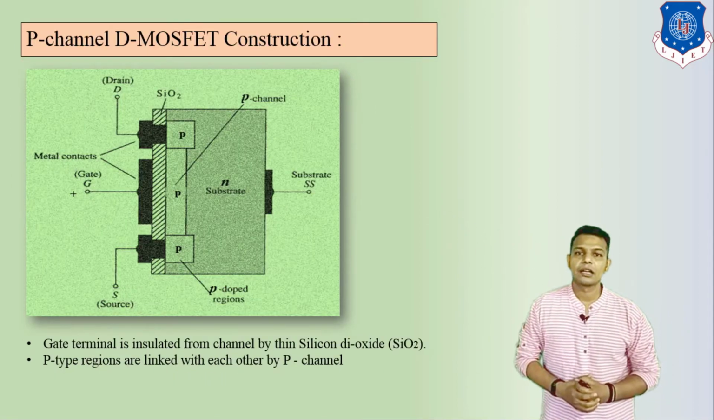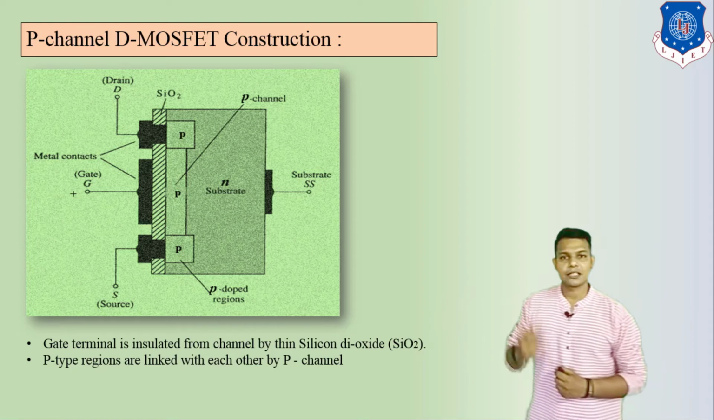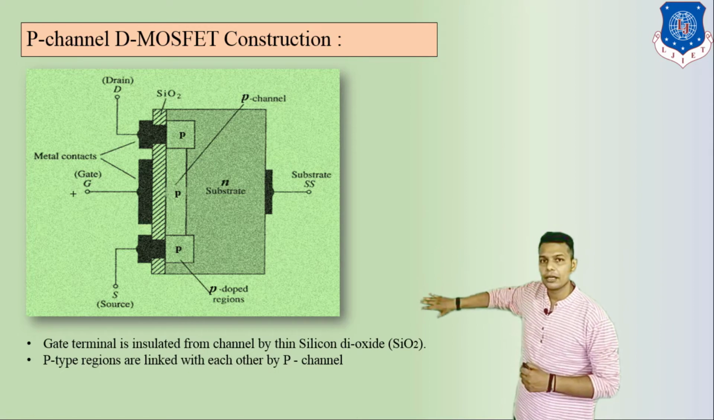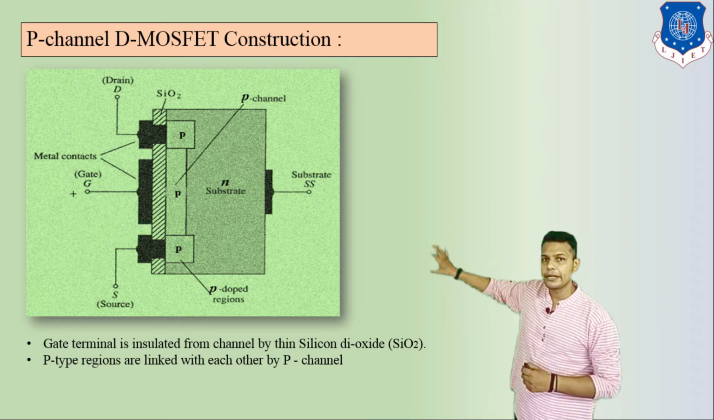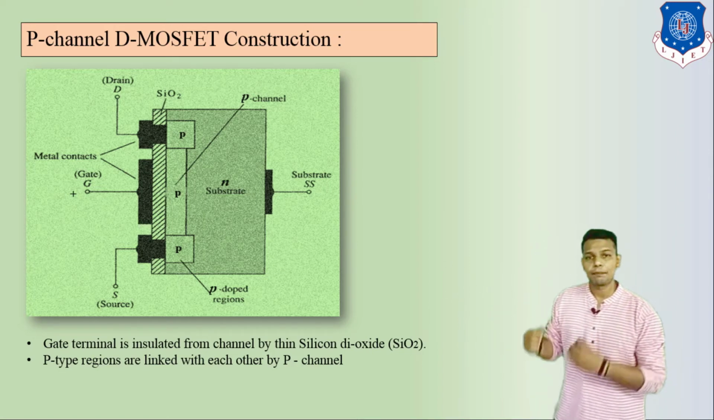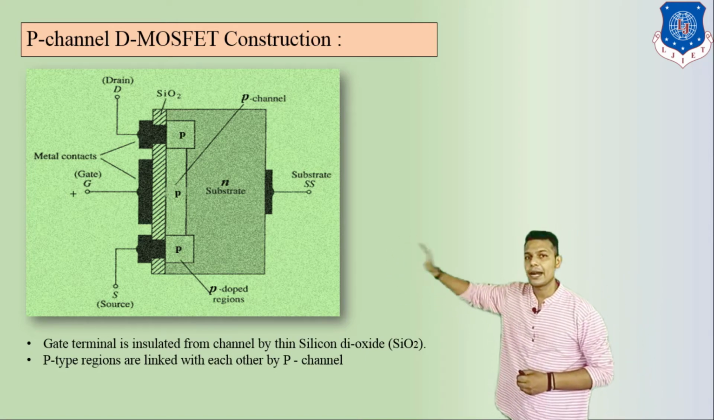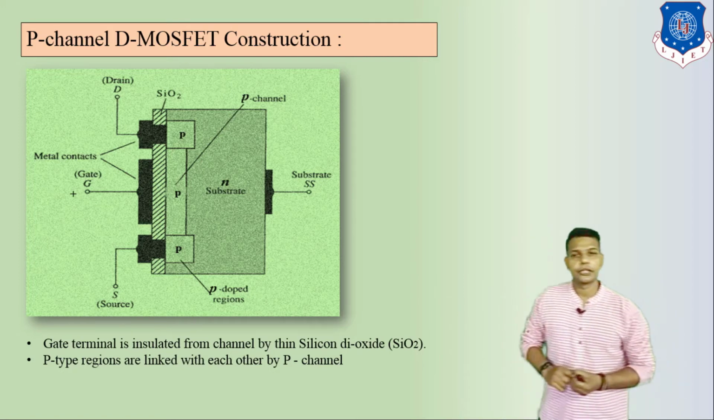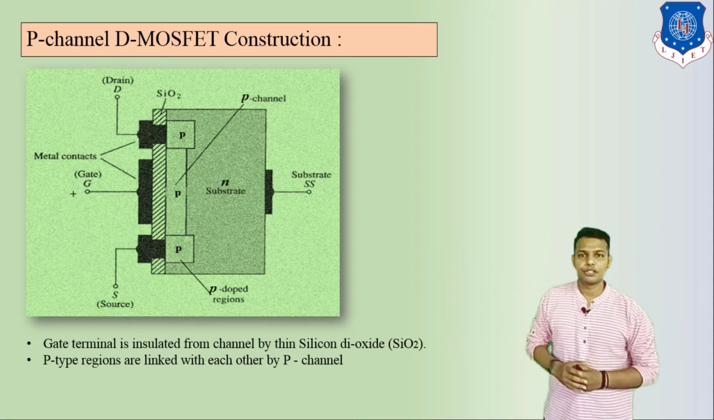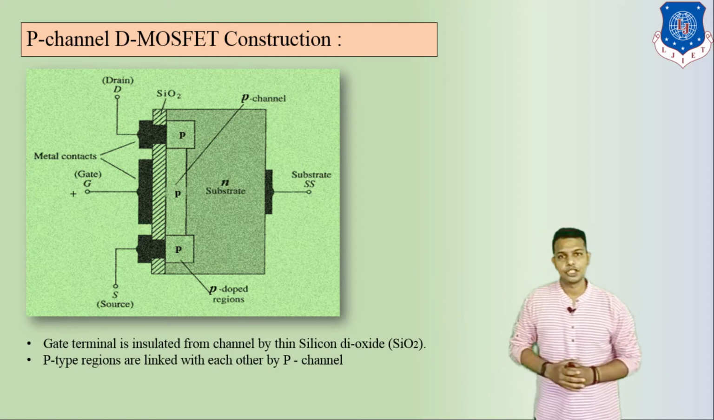Now let us discuss its construction. Here we can see the P-channel D MOSFET construction. There is a slight change. Here we can see there is a channel between the drain and source. It is known as P-channel because this is the P-channel D MOSFET. And in this region we can see there is an N-type. So here we can see drain, gate and source terminals, which are connected by metallic contacts to this P-type region.